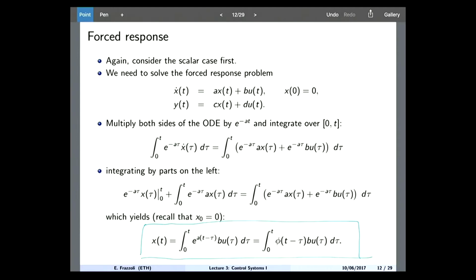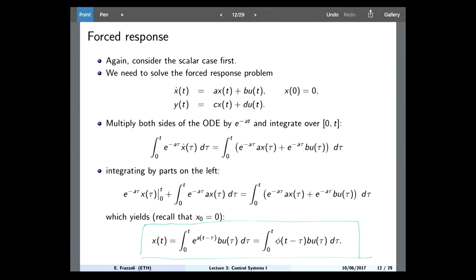Okay? Now, as you can understand, what I have on the left-hand side is e to the power minus a tau times x dot of tau d tau. I know that x dot d tau is essentially dx tau, right? So then what I can do is integrate by parts this part, the stuff here, and then what I get is this expression. Okay, so this is the integral by parts of this.